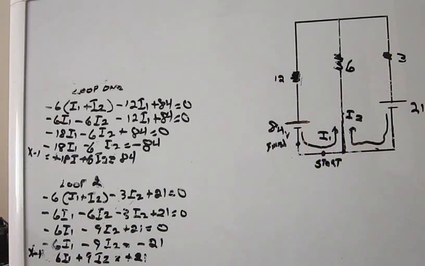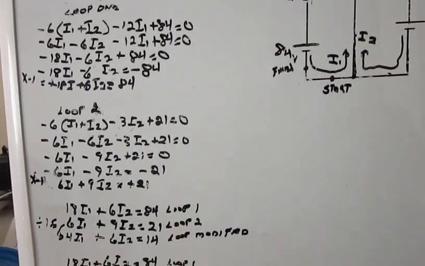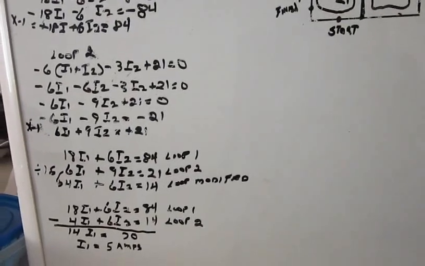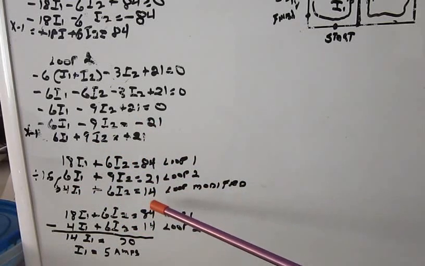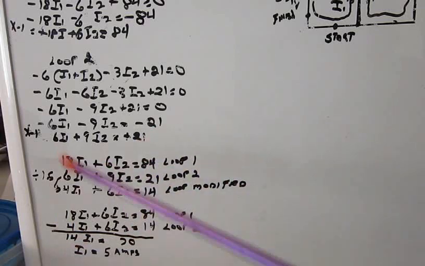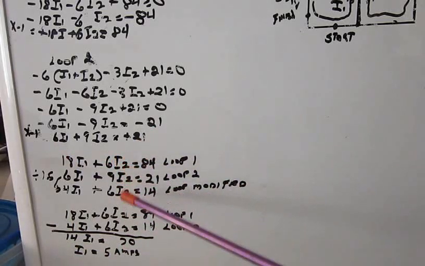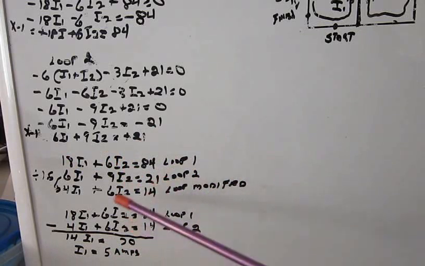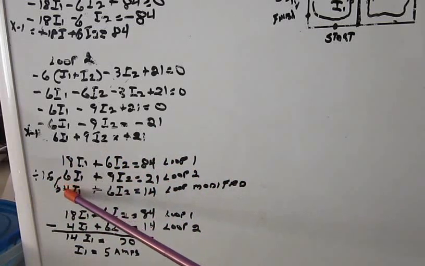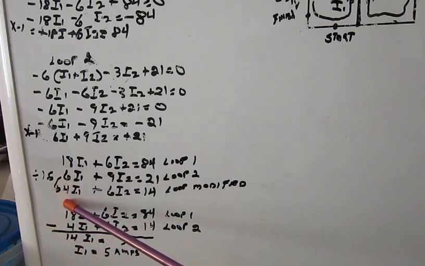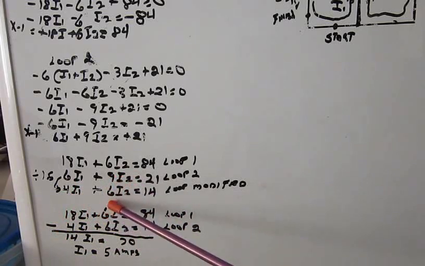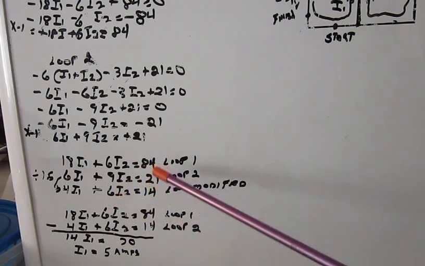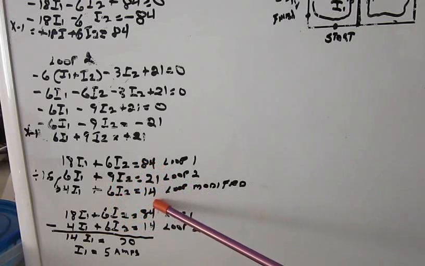Now the next problem, that's where the rub is, as they call it, is to modify the bottom equation, because we have 2 unknowns here. So an easy way to do this is to cancel one of these out. That'd be easy to do by modifying loop 2. If we divide by 1.5, the 6 becomes 4 I1. If we divide 9 by 1.5, it comes out to 6. And we divide the 21 by 1.5, and that comes out to 14.